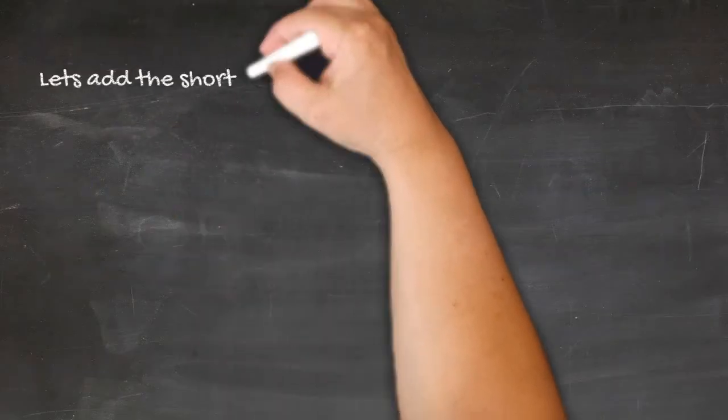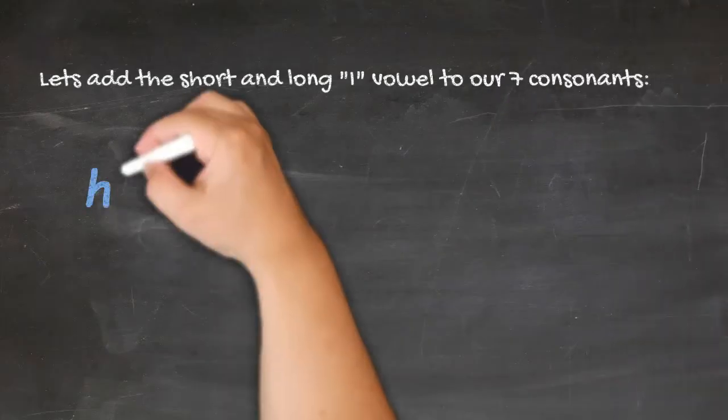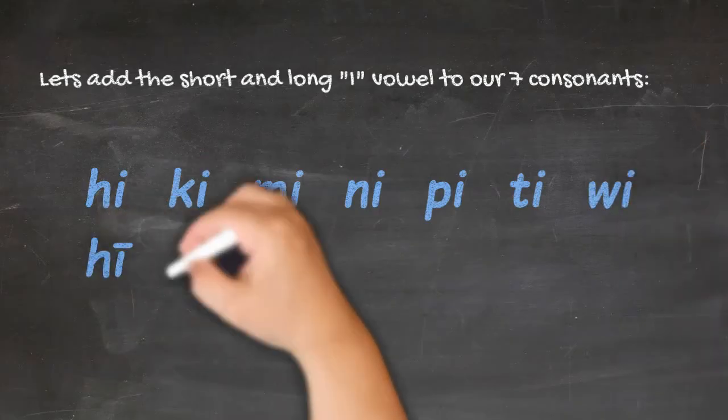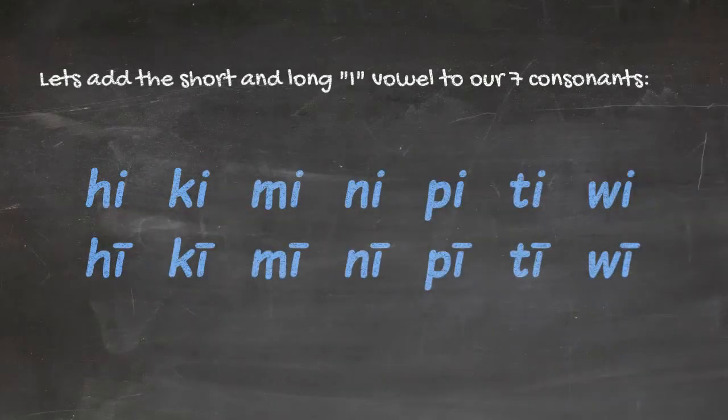Ka pai. So let's move on then, and we'll add in the I vowel sound. Hi, ki, mi, ni, pi, ti, wi.